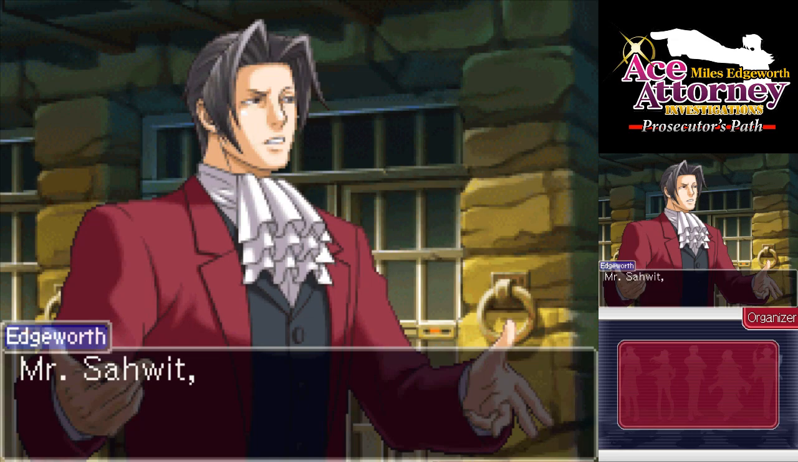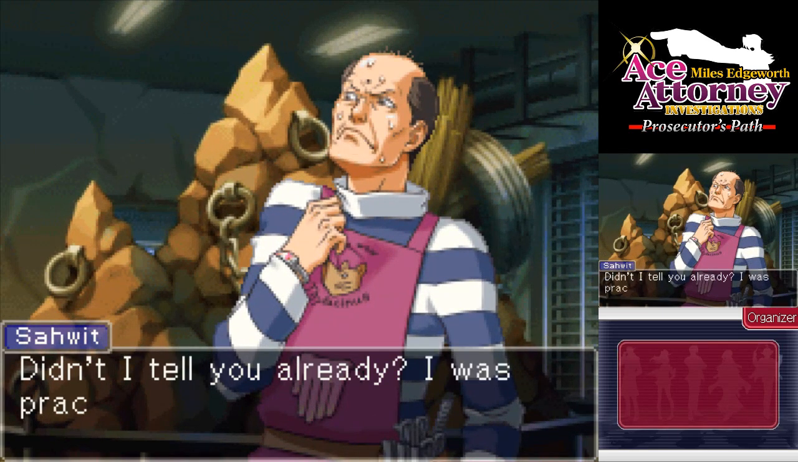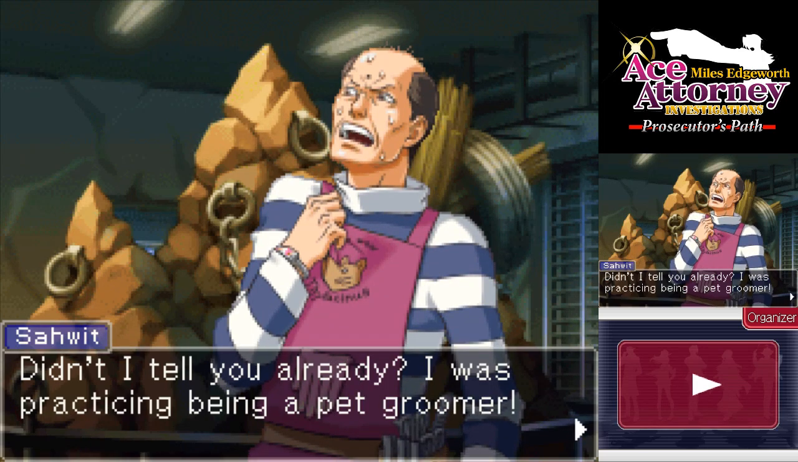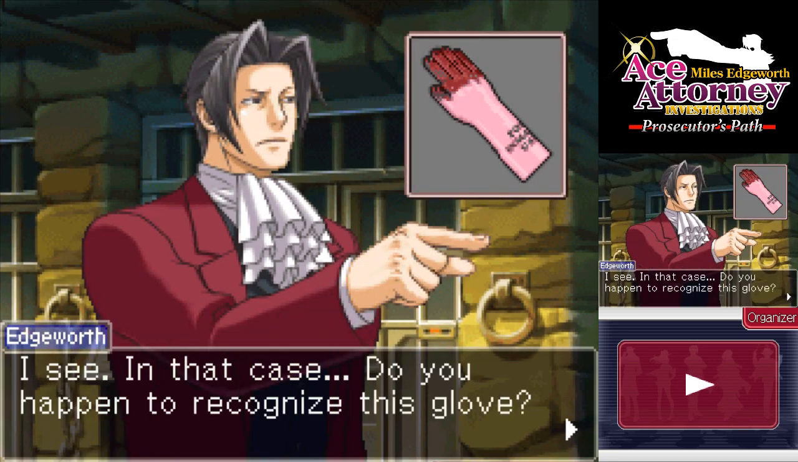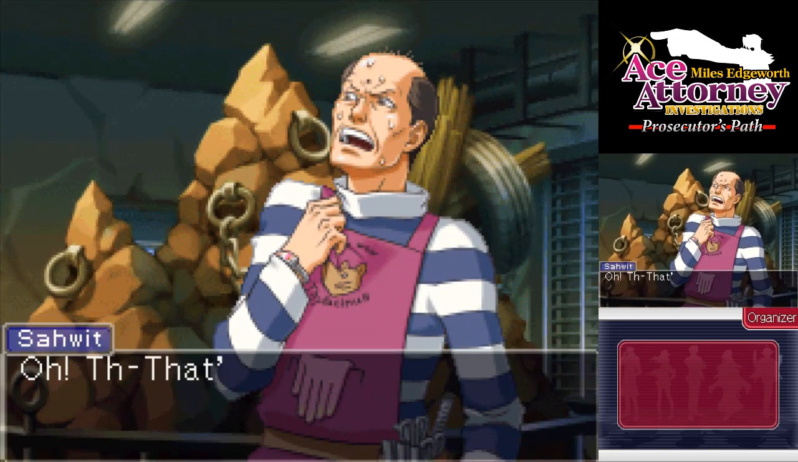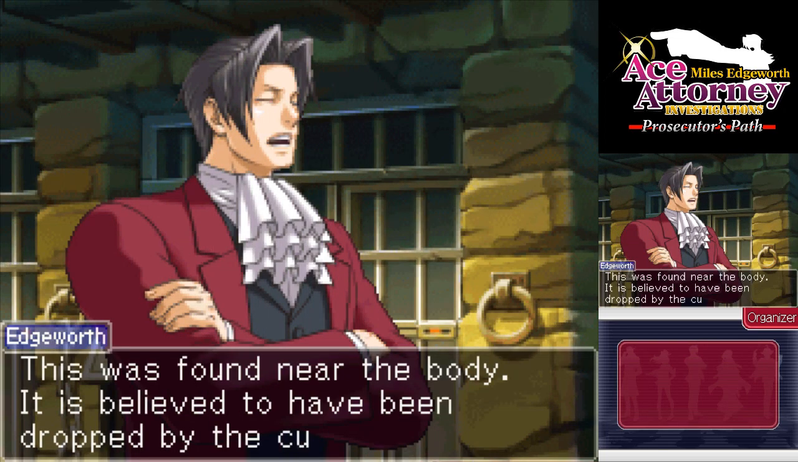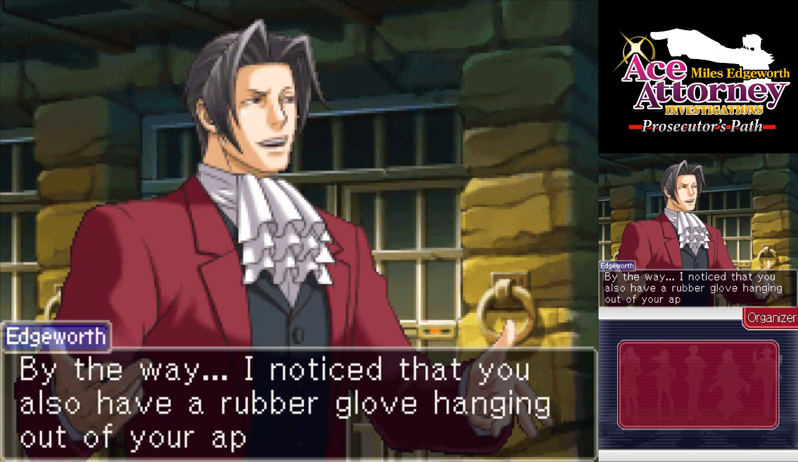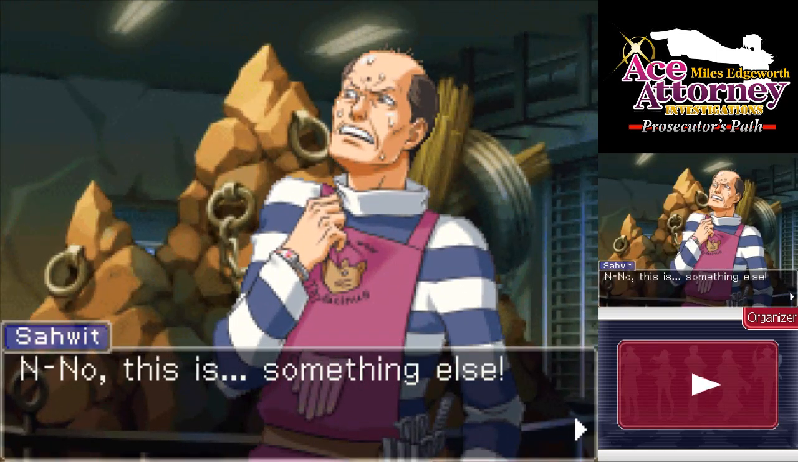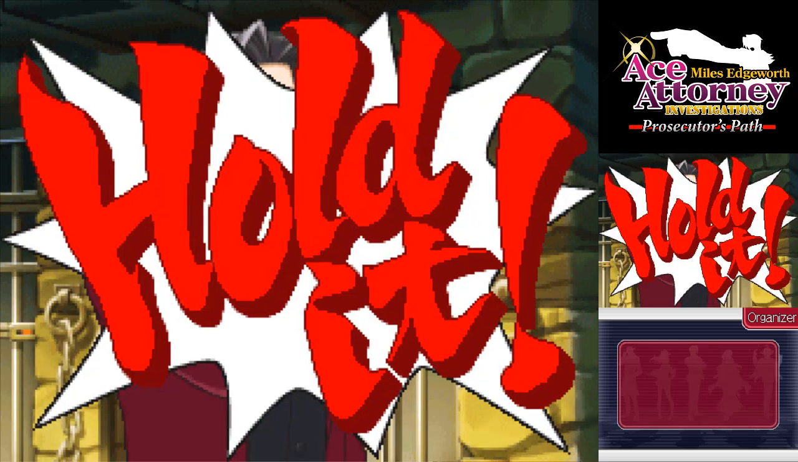The rubber gloves. Mr. Sahwit, what were you doing when the body was discovered? Didn't I tell you already? I was practicing being a pet groomer. I see. In that case, do you happen to recognize this glove? Oh, that's... This was found near the body. It is believed to have been dropped by the culprit. By the way, I noticed that you also have a rubber glove hanging out of your apron pocket. No, this is something else. Looks like you're missing one of your gloves.